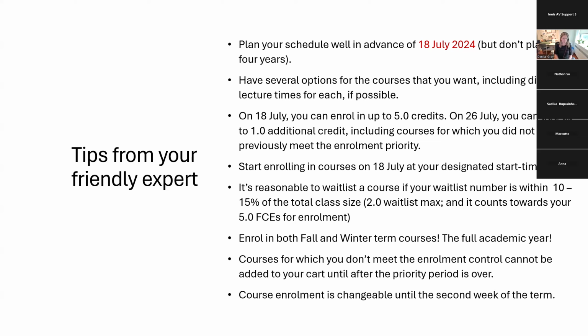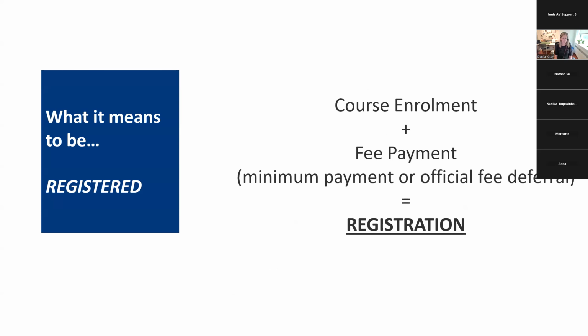If you put yourself into a course for which you don't meet the prerequisites, the departments will run a prerequisite check at some point and pull you out if you don't meet the prerequisites. So please ensure that you are eligible to take all of the courses that you are planning on taking. So what you're doing is enrolling in courses, but your goal is to be registered. So course enrollment plus fee payment, and there's a session coming up on fee payment in the next couple of minutes. Course enrollment plus fee payment equals registration. Registration secures your spot in the courses in which you enrolled.